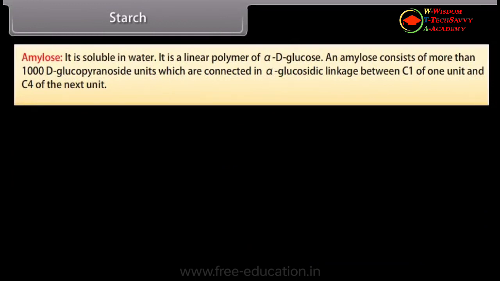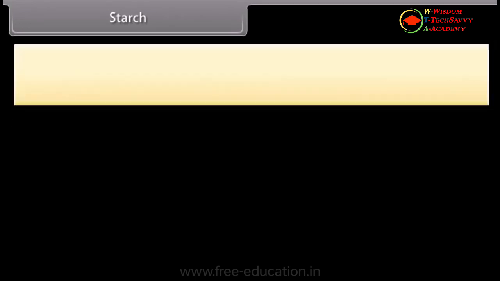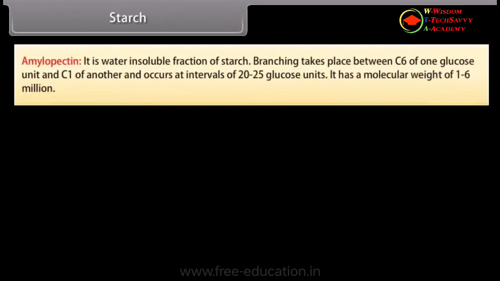Amylose. It is soluble in water. It is a linear polymer of alpha-D-glucose, and amylose consists of more than 1000 D-glucopyranoside units, which are connected in alpha-glucosidic linkage between C1 of one unit and C4 of the next unit. Amylopectin. It is the water-soluble fraction of starch. Branching takes place between C6 of one glucose unit and C1 of another, and occurs at intervals of 20 to 25 glucose units. It has a molecular weight of 1 to 6 million.